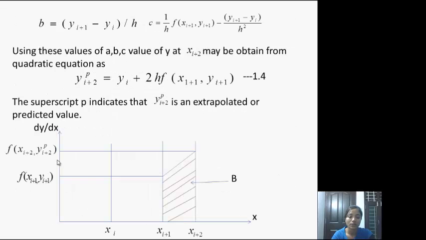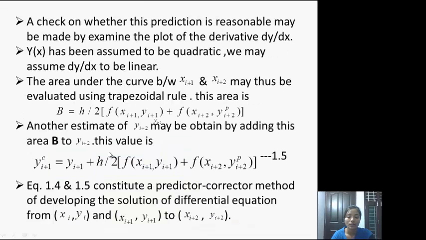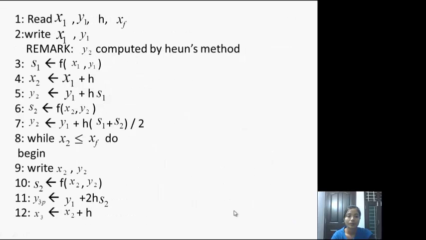So this predictor equation and this corrector equation constitute a predictor corrector method for developing the solution of the differential equation from xi comma yi, xi plus 1 comma yi plus 1 to xi plus 2 comma yi plus 2.